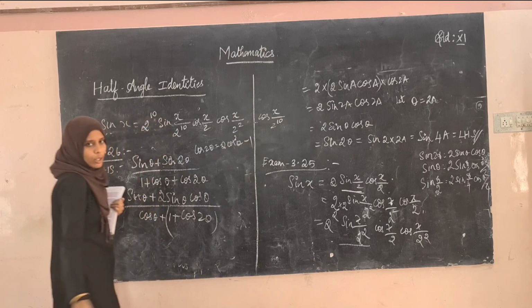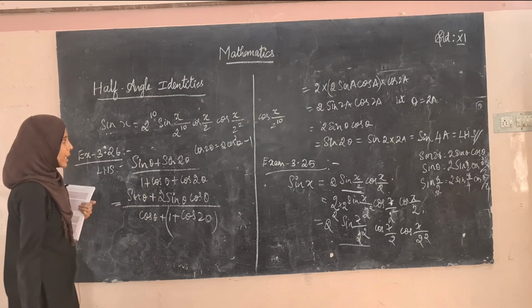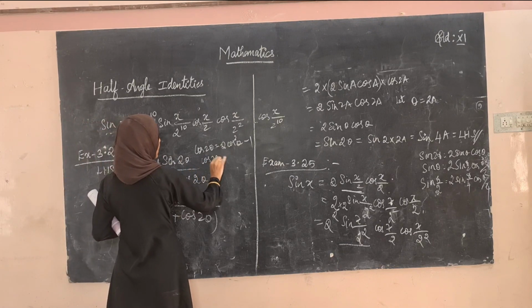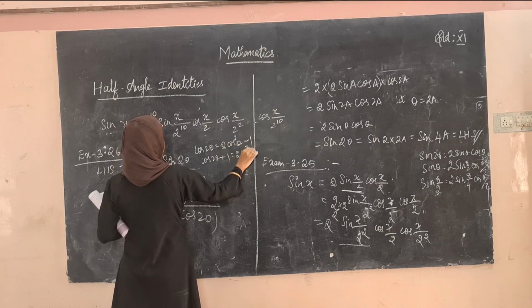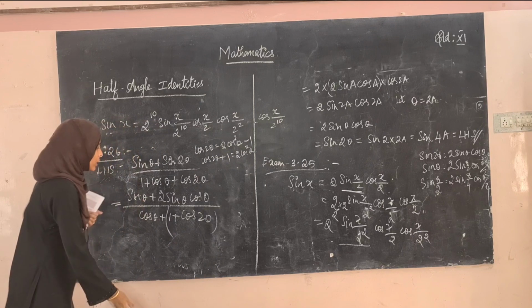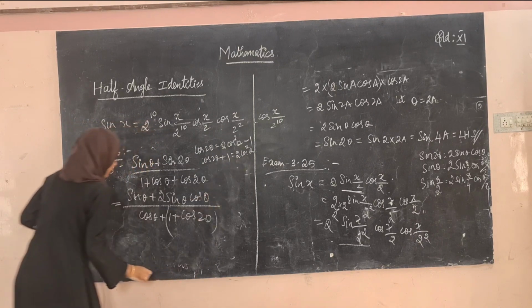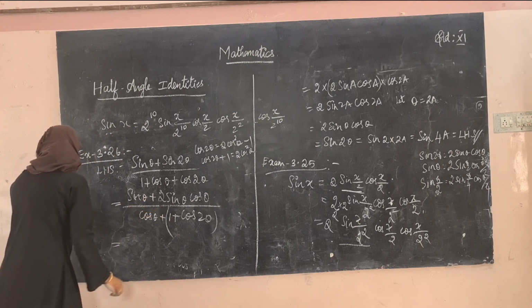This is the formula of cos 2 theta, right? So cos 2 theta is equal to 2 into cos square theta minus 1. So bring this minus 1 to this side, what will you be getting? Cos 2 theta plus 1, or 1 plus cos 2 theta, is equal to 2 into cos square theta. Yes, so see here, cos 2 theta plus 1, instead of that, we can write 2 into cos square theta.